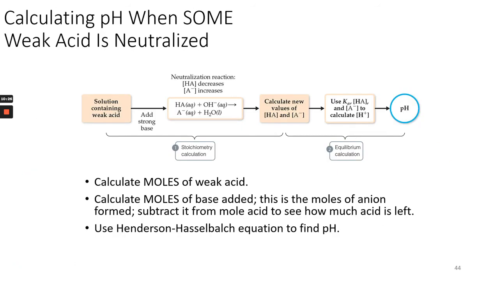So here is a flow chart to show you how to do some calculations. So you're calculating the moles of your weak acid and then the moles of your base added. And this moles of your base will really be the moles of your anion formed. You're going to subtract it from the moles of acid to see how much acid is left. And then you're going to use the Henderson-Hasselbalch equation to find the pH.